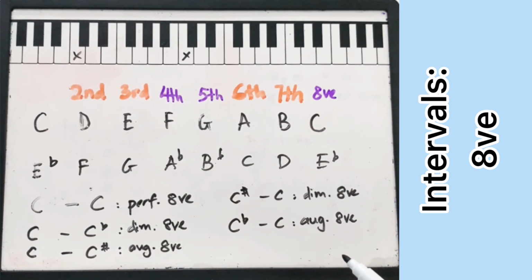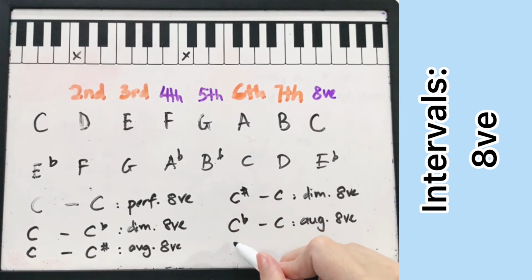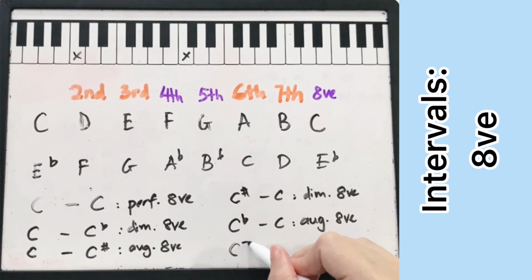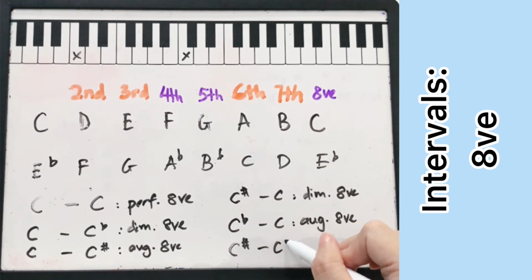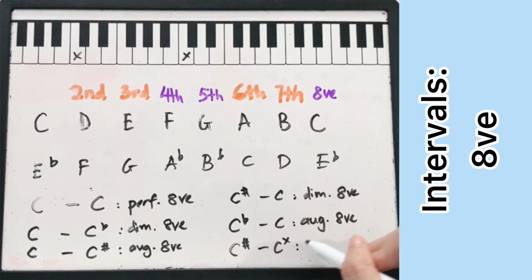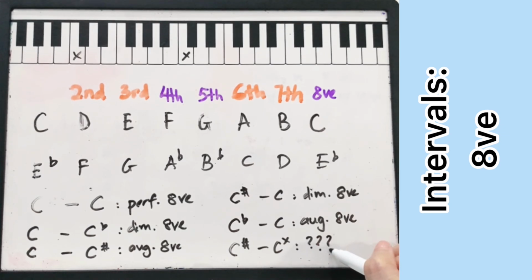And now it's time for the bonus question. What if it's from C sharp to C double sharp? Let everyone know how you get the answer in the comment section below, okay?